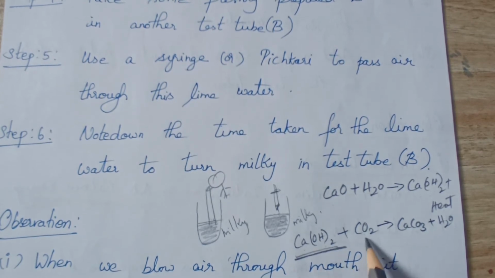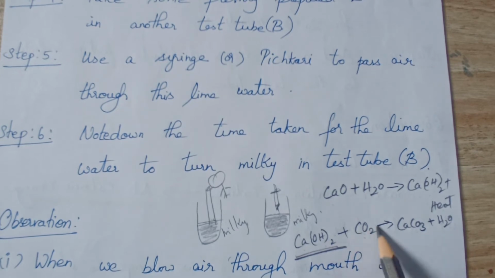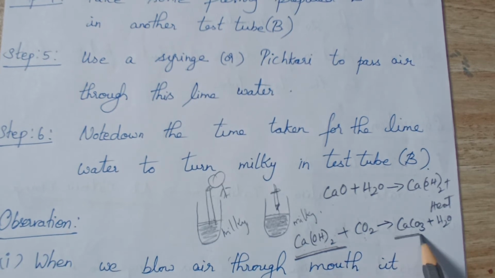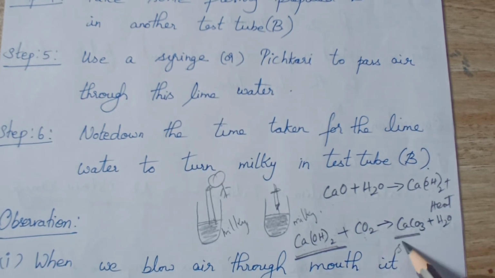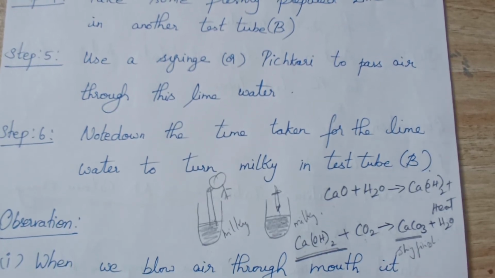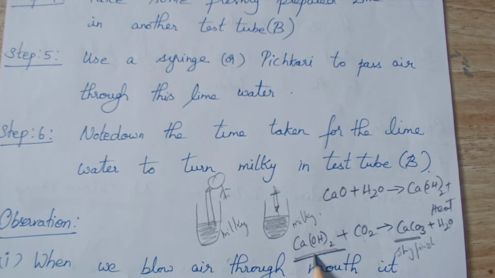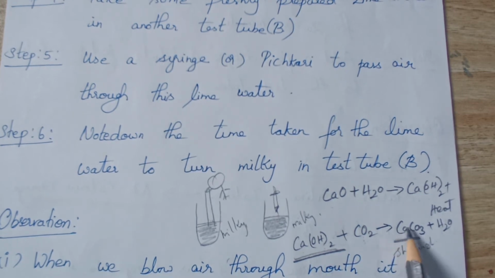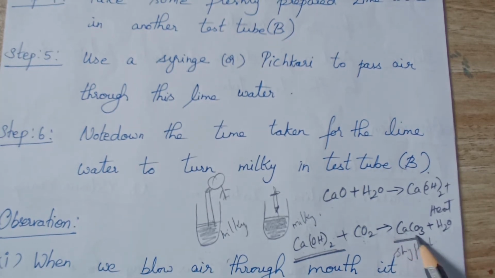After two or three days, the carbon dioxide present in the air reacts with the calcium hydroxide to form calcium carbonate. Do you remember that? It gives a shiny finishing, a whitish color, correct? So this is what is going to happen here: when carbon dioxide is passed through the calcium hydroxide, it turns milky. That milky color is due to the formation of calcium carbonate.